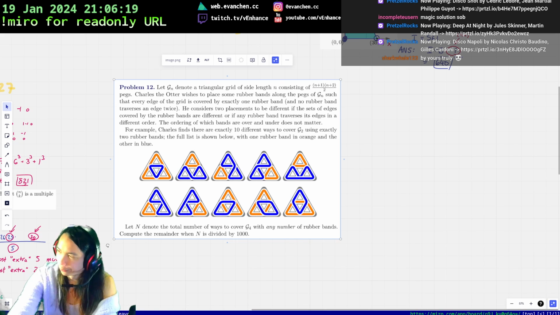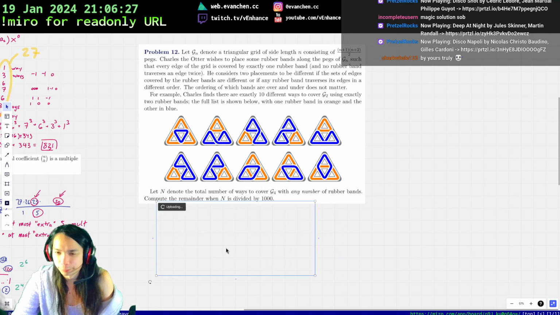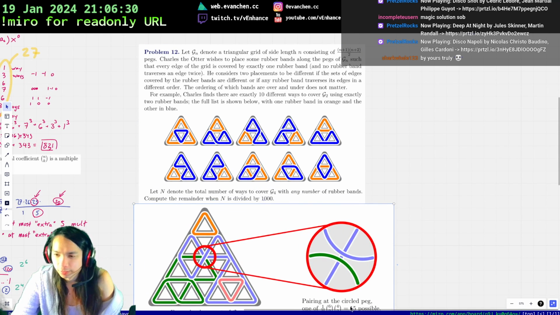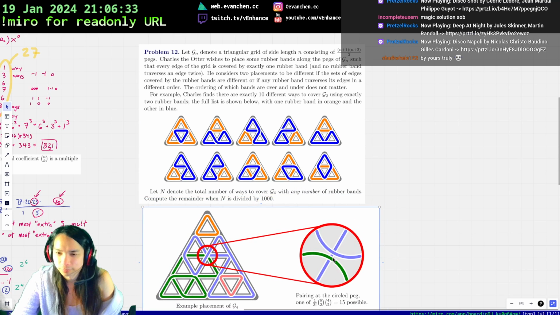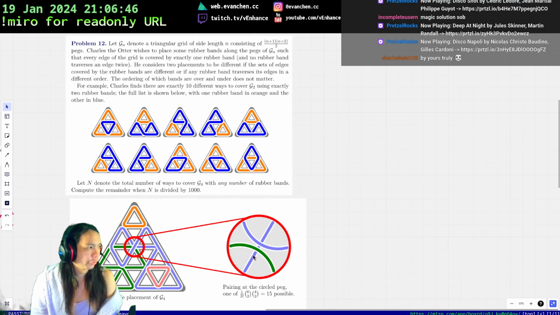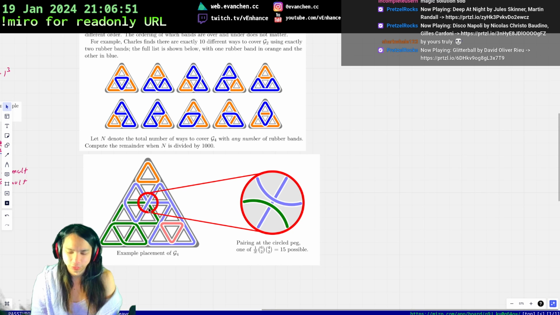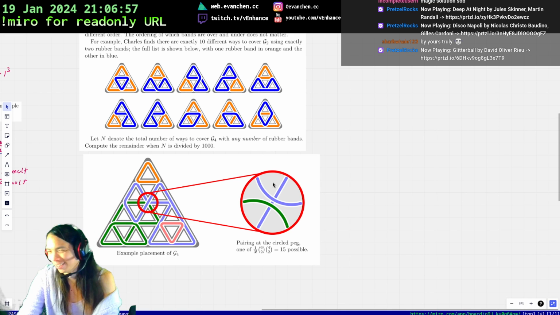Because the basic idea behind the problem is that when you want to count rubber band configurations, all you have to do is zoom in on a peg. This is what the picture in the official solution packet looks like. And the configuration at the peg uniquely determines the entire picture. Yeah, that's literally the whole thing.